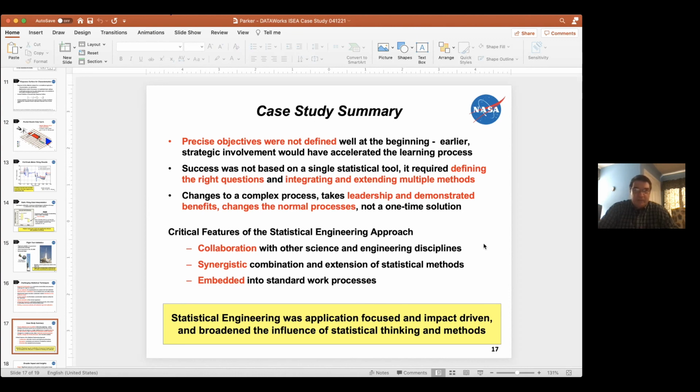Changes in this complex of a process required leadership and demonstrated benefits. And we changed the normal process. This was not a one-time solution. So those critical features are collaboration, being synergistic about the way we used our tools, and embedding it. It was application focused, and that's a very distinctive piece. Impact driven, we reduced the uncertainty. And more importantly, it broadened the influence of statistical thinking and methods.